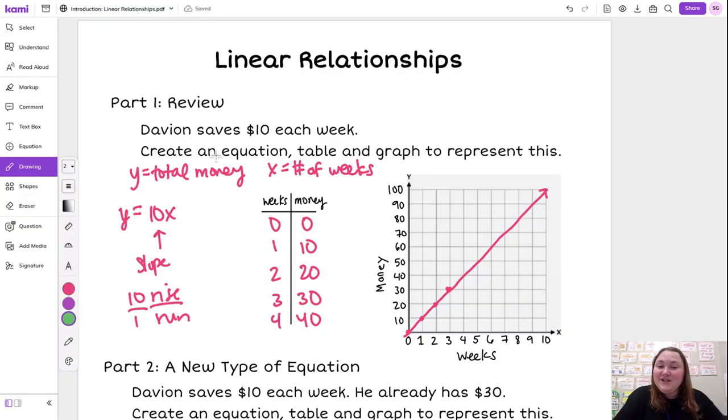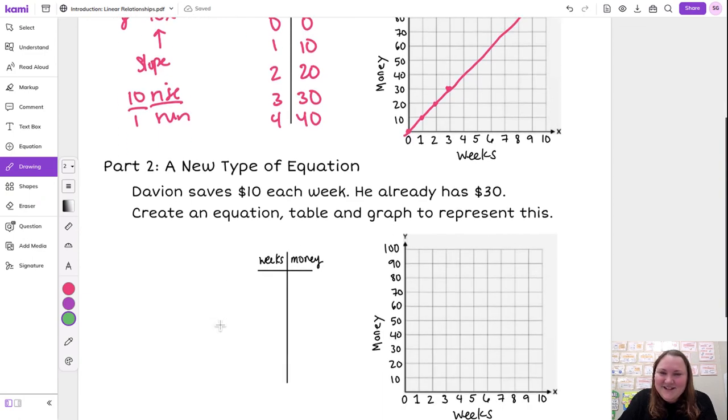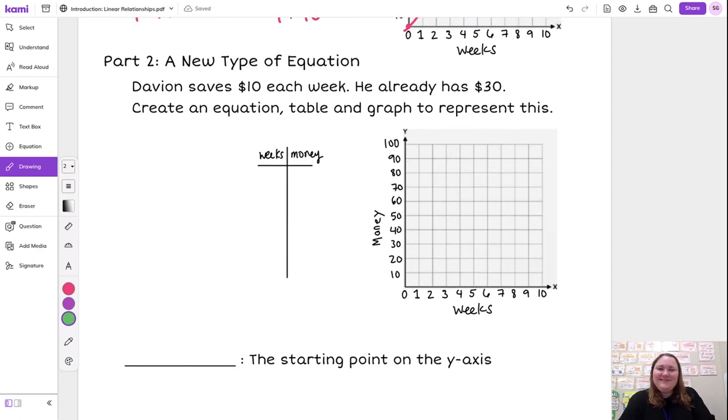What I'm going to do is change the story just a little bit to look like the new stories and the new linear relationships we're going to be looking at in this lesson and the rest of the lessons in this unit. So for part 2, a new type of equation. I still have Davion saving $10 each week, but I've added some new information. He already has $30. We're going to do the same thing, and just like before, I'm going to start with my table. Because he already has $30, that's going to change the total money he has in this situation.